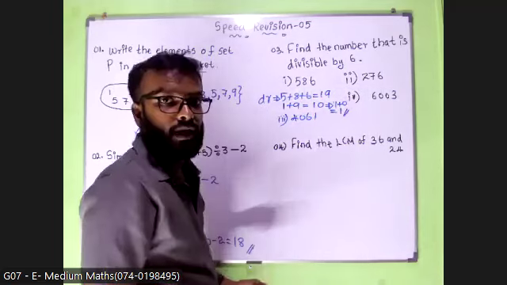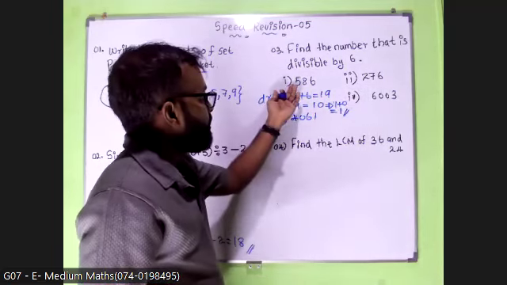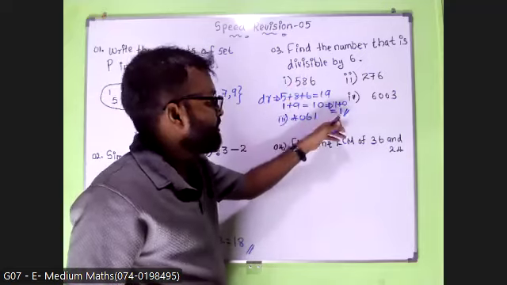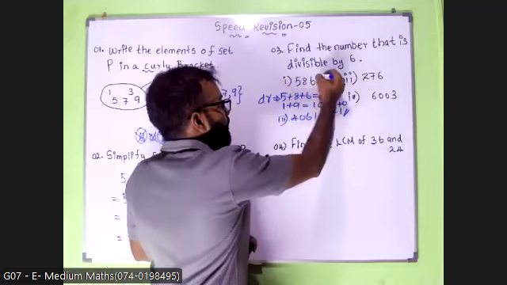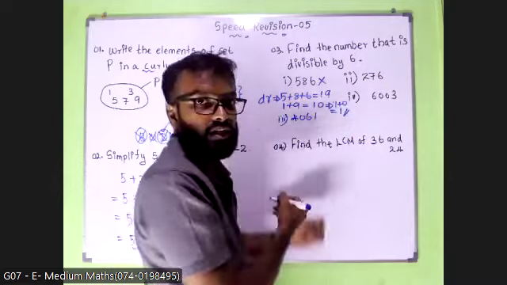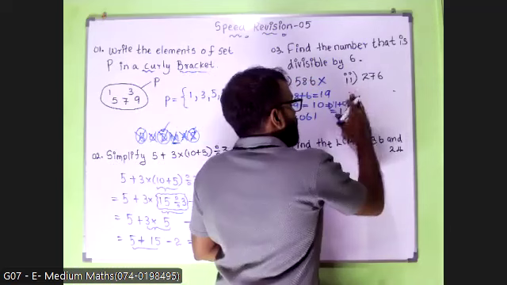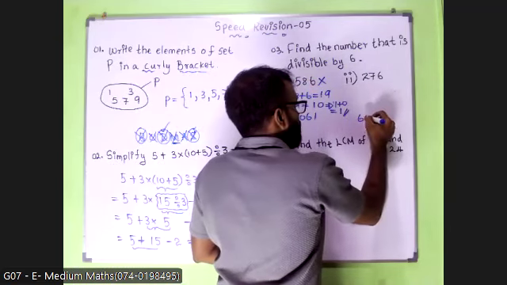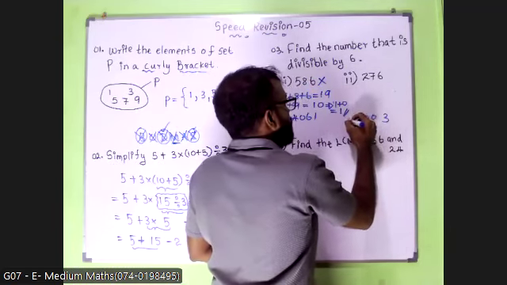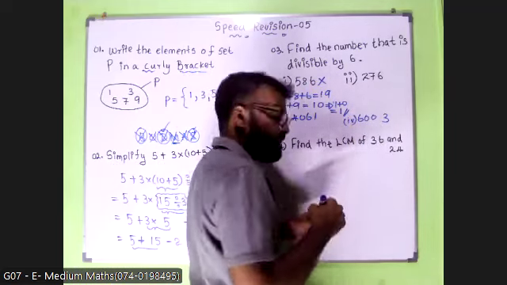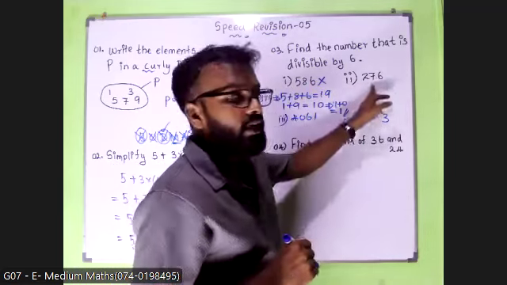The digital root of 586 is 1. So that is not divisible by 6. That is not the answer. 276. You need to find the digital root. So I will write it here. Fourth one. What is the digital root of 276?